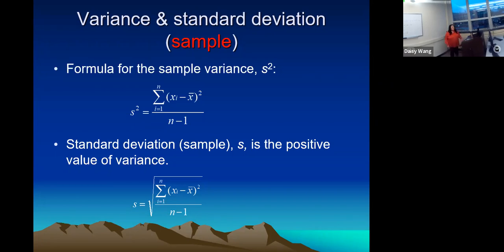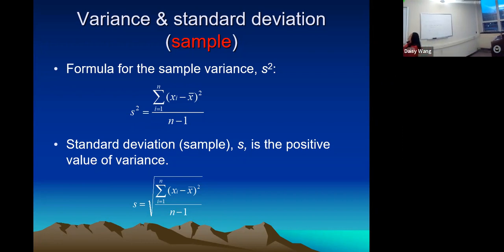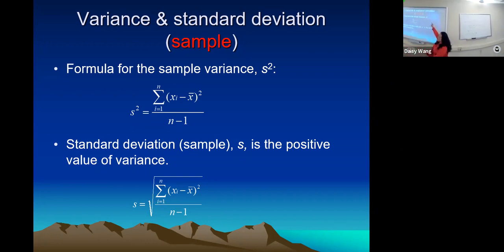For sample, again, for sample, we use the variance. For sample variance, we use the small letter s squared. Standard deviation is small letter s, okay? Because standard deviation is the square root of variance, both have to be positive numbers. There's no way they are negative, okay?